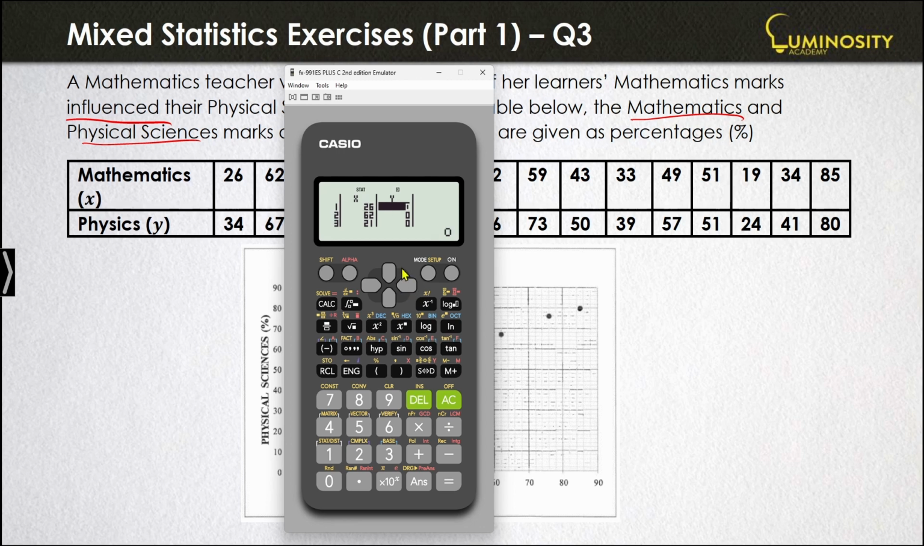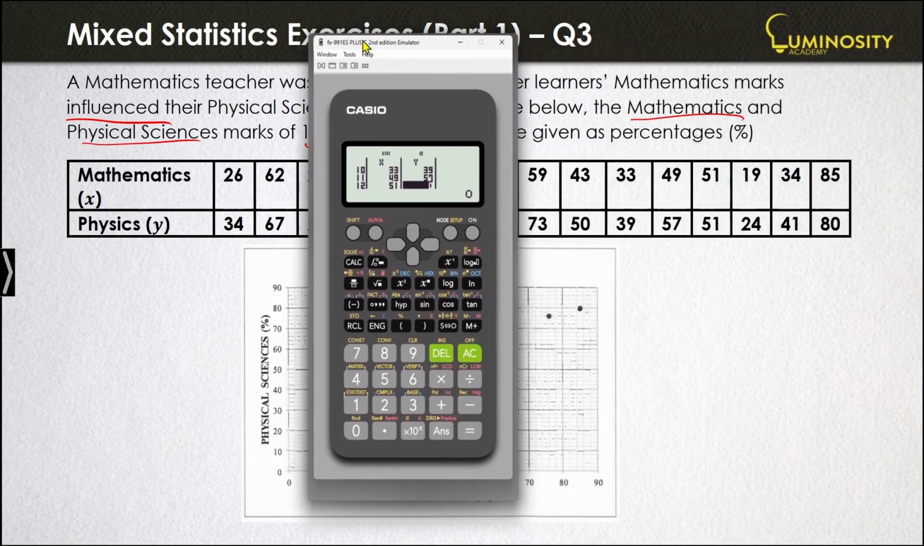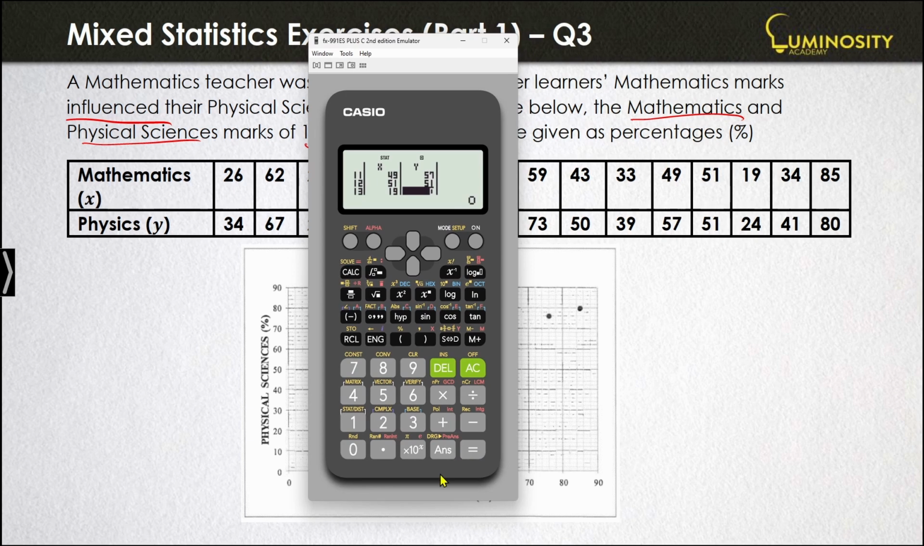All right, so for now the y values, make sure again we associate them correctly. 26 goes with 34, 62 goes with 67, 21 goes with 28, 33 goes with 46, 53 goes with 65, 76 goes with itself, very nice, 32 goes with 26, 59 and 73, 43 and 50, then 33 and 39, 49 and 57, so let's just move it across over here. 51 goes with itself, nice. 19 goes with 24, 34 goes with 41, and 85 goes with 80.